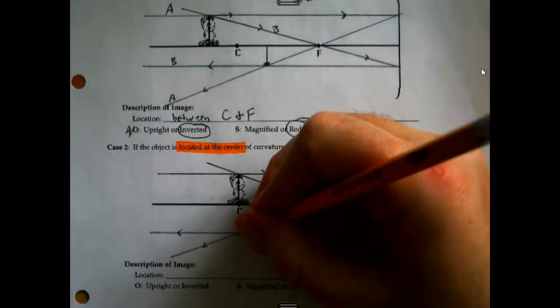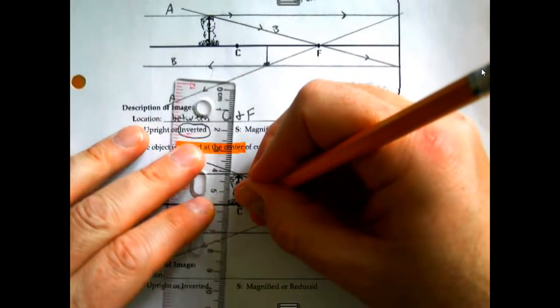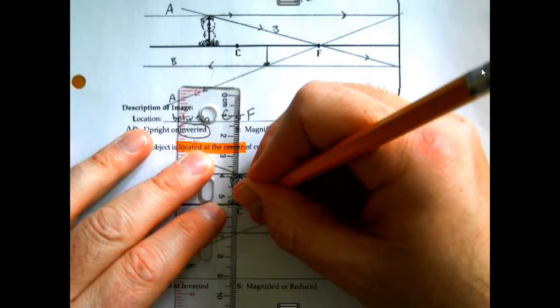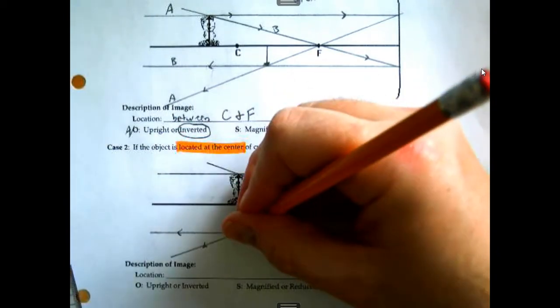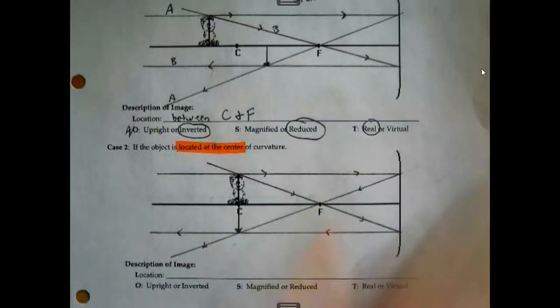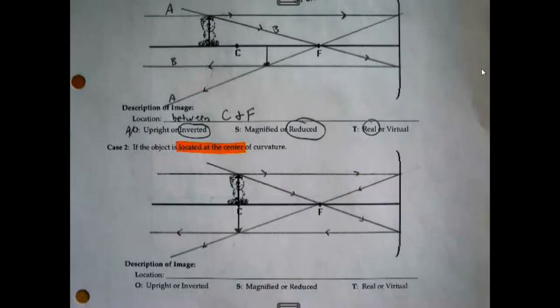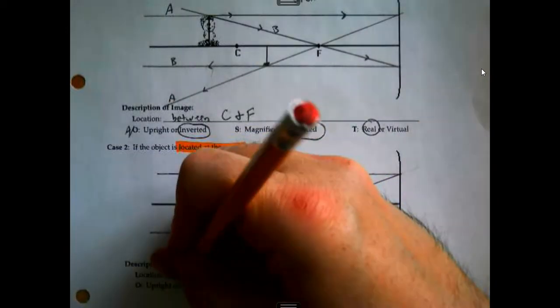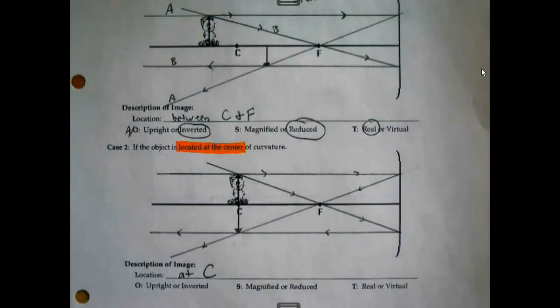And we're now going to be looking at the image. So my point of crossing, or my thing here, right, is right here. I'm pretty close to that, right? That's where they cross. All right. Looks like we made a box, right? That makes sense. Okay. All right, so if my object is at the center of curvature, the image location is at C. So the image is at the same place as the object.